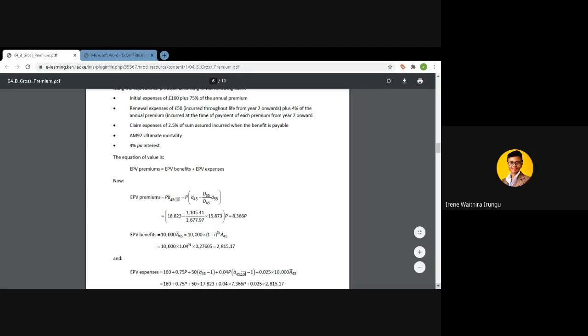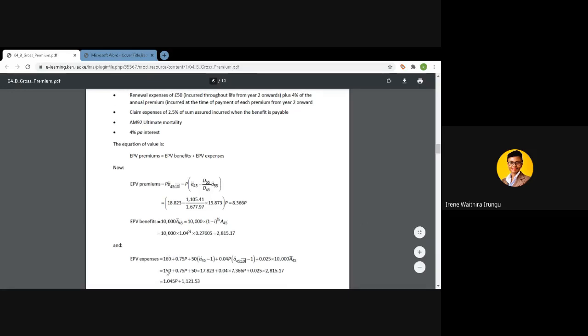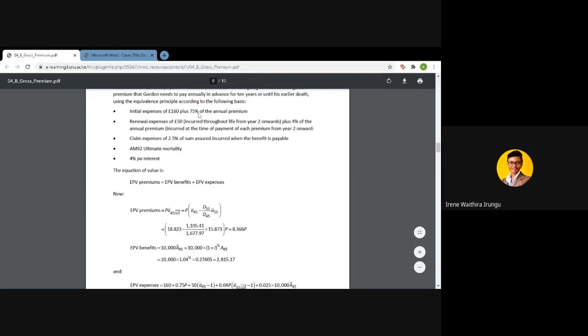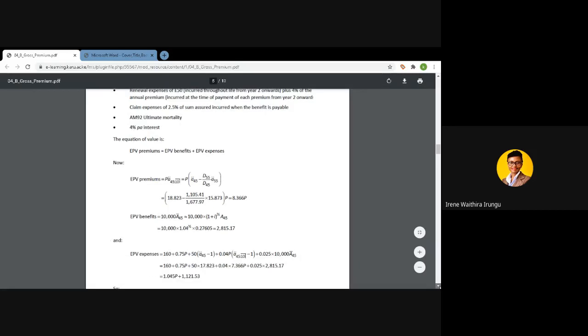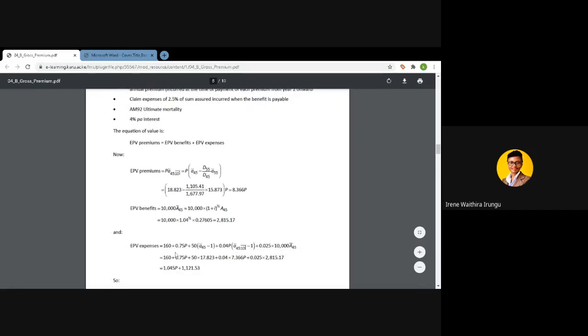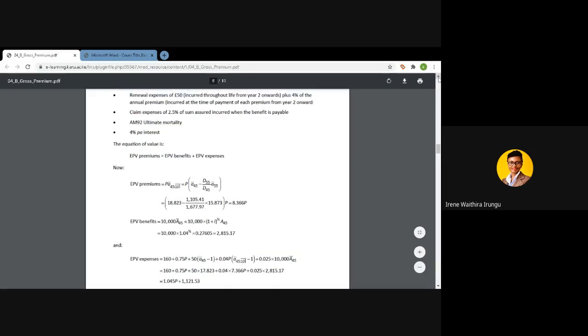So first of all, the amount of 160. Remember, we are looking for the EPV, which is the expected present value as at today. And this being the initial expense at the point at which the contract is being priced, its present value continues to be 160. The next amount we are told is plus 75% of the annual premium. So we already denoted our premium to be P. So that will be 75% of P, which is 0.75P. So we've taken care of the initial expenses.